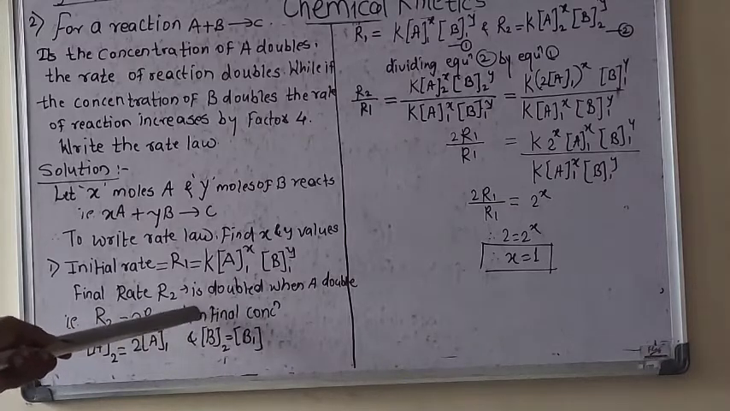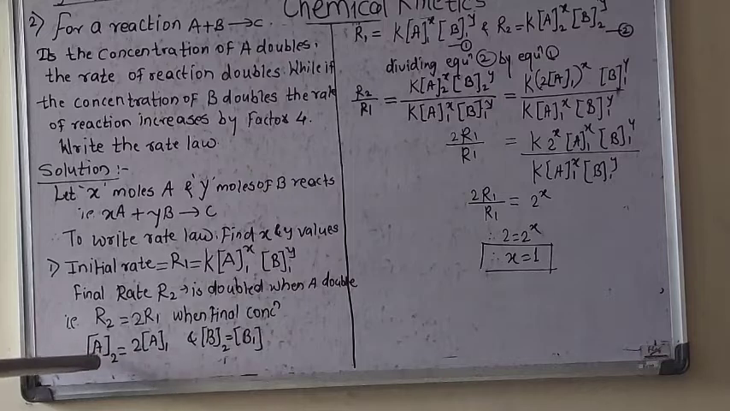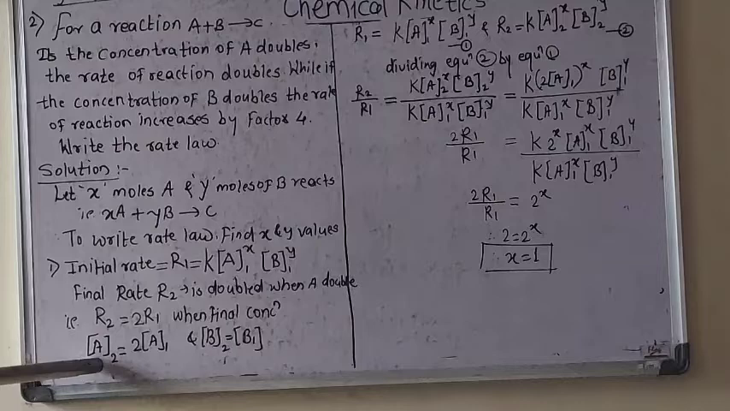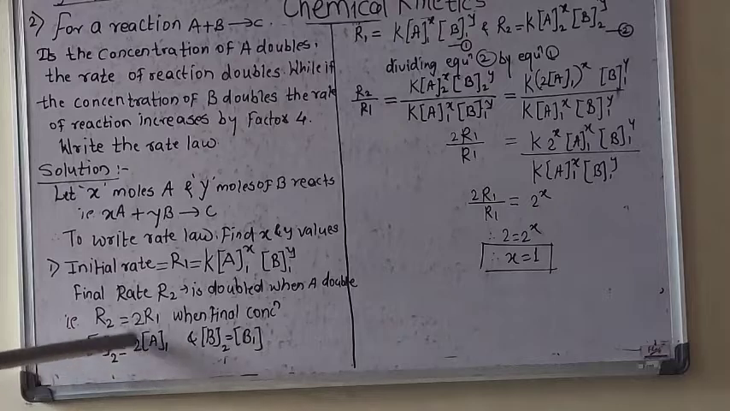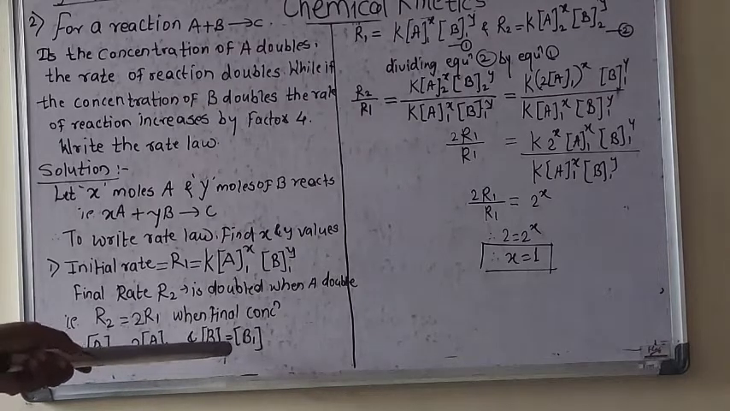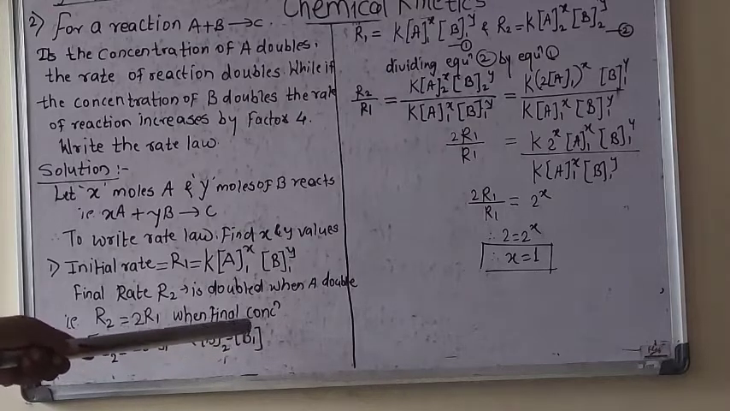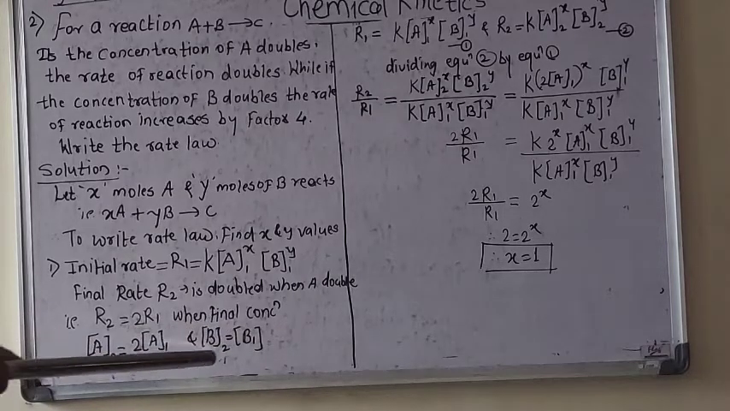Now, the final concentration for rate 2, that is A2, is twice A1. So the concentration of A doubles, and finally we have A2 equal to twice A1, and B is kept constant, that is, B2 is taken the same as B1.